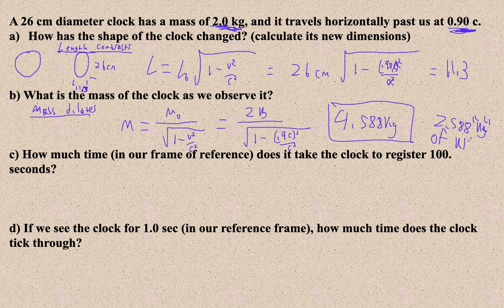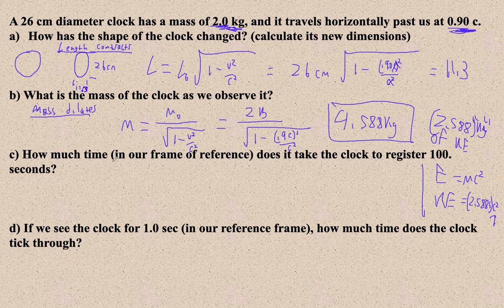What exactly does that mean? Well, that means that if E equals mc squared, the kinetic energy of this thing is that 2.588 kilograms times c squared. That's how simple kinetic energy is. That's tremendous. c is 3 times 10 to the 8th, so c squared is 9 times 10 to the 16th. It's a huge amount of energy.